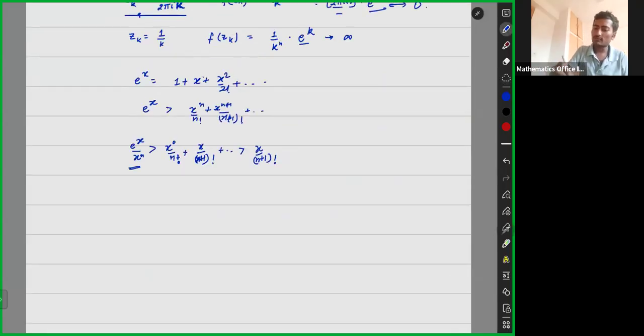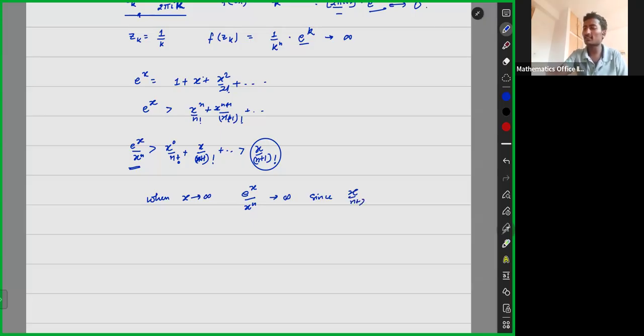Now this value, when x tends to infinity, what happens to e power x by x power n? This is a fixed number. Sorry, bounded. So we check here and use the comparison test. Okay. So this goes to infinity since x by n plus 1 factorial, the n plus 1 factorial doesn't make much difference because it is just a constant, and x goes to infinity.